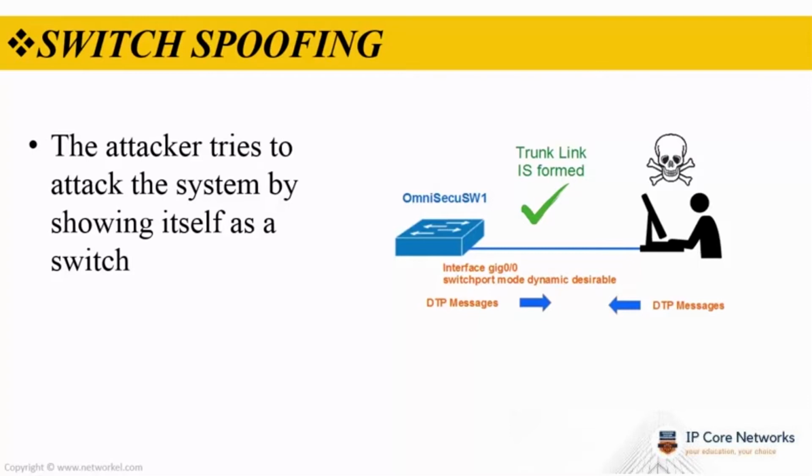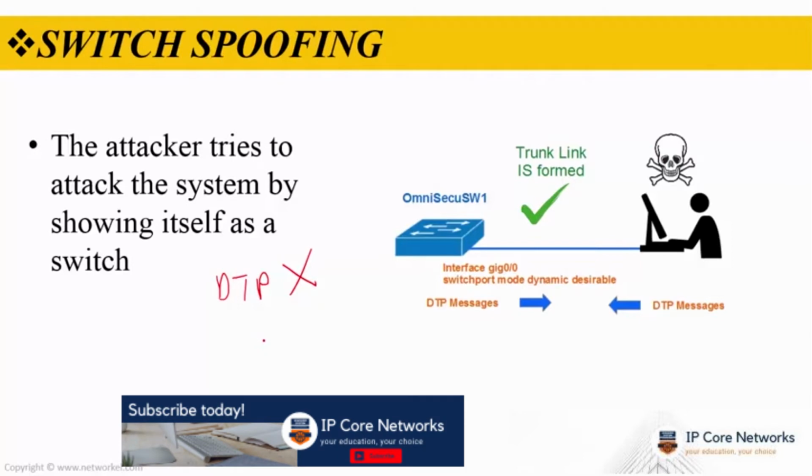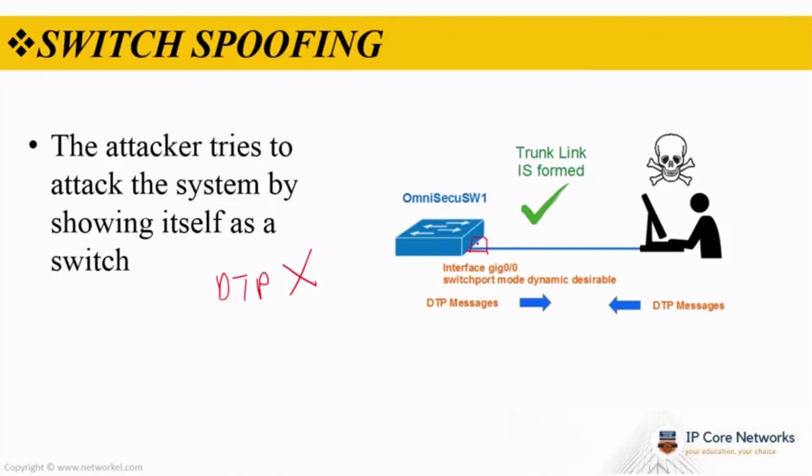In order to avoid this attack, first, access and trunk ports should be configured manually, which means we shouldn't use DTP. The second, unused interfaces must be shut down. For example, if we are not using this interface, we need to shut down this port, and the attacker can be blocked by this shutdown port, and that's it. And the third, VLANs in trunk ports must be hardened.